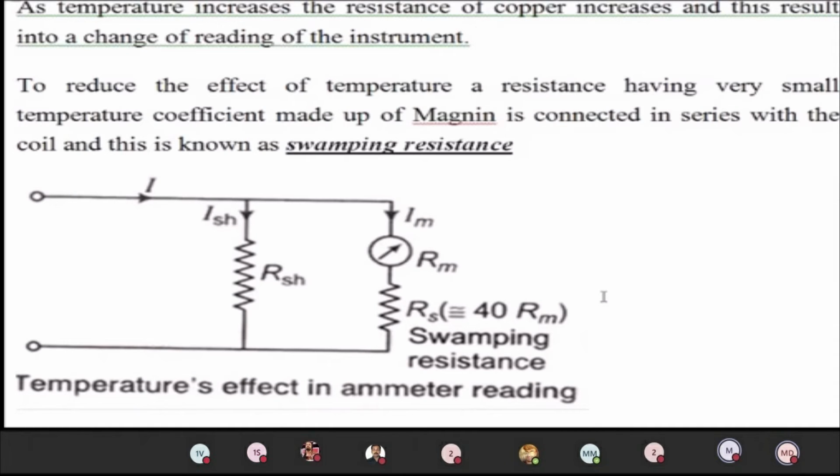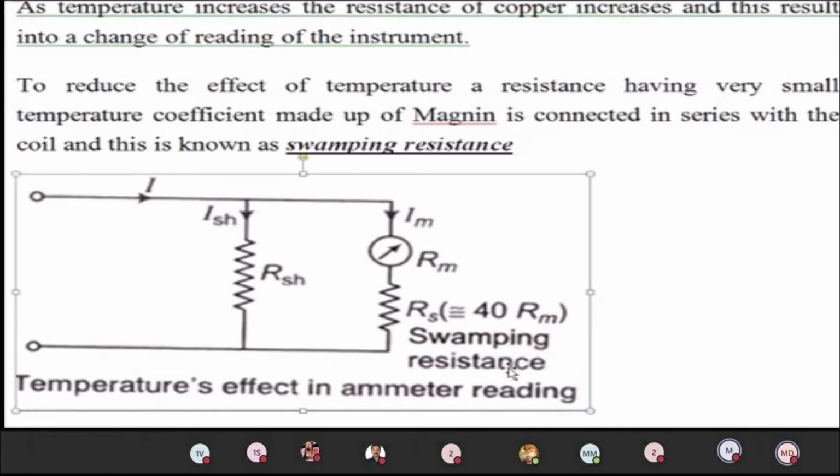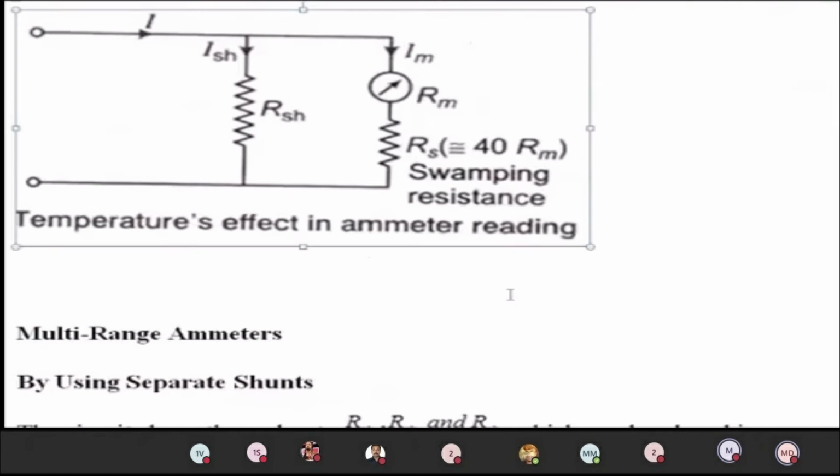So to reduce the effect of temperature, we should select a resistance made up of manganin connected in series with the coil, whose name is swamping resistance. This you can also see in the diagram: an extra resistance R_S which has been added along with the R_M, known as the swamping resistance.